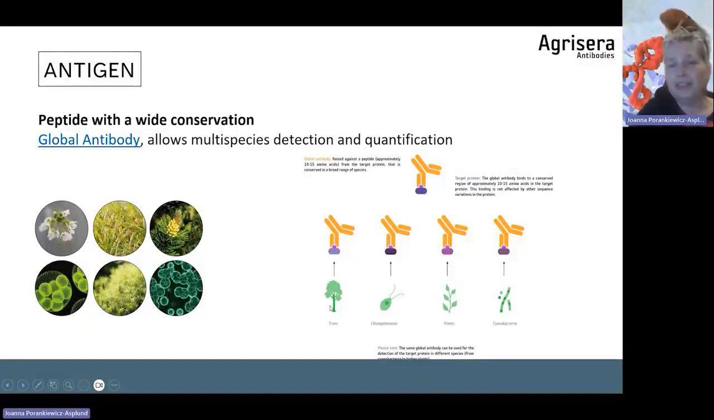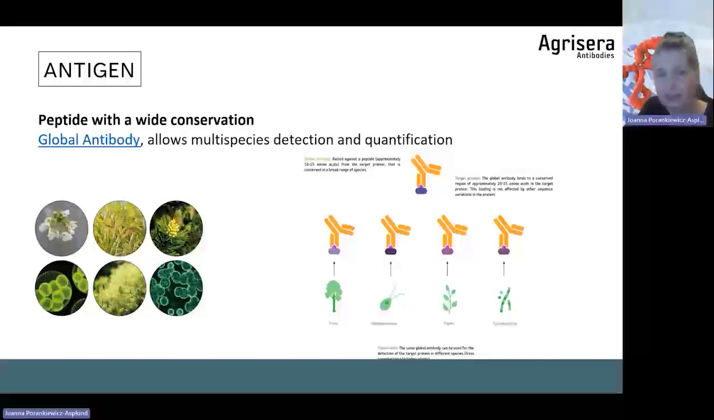Such a situation is possible only when the short peptide is perfectly conserved. And therefore, so-called predicted reactivity of a given antibody can be established. You will find it on our product info sheets, that we have confirmed reactivity and predicted reactivity, which is coming from sequence analysis.